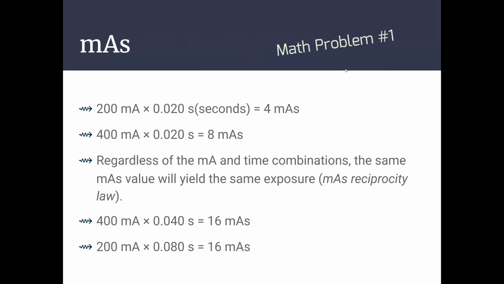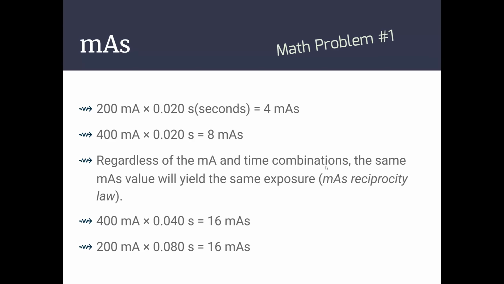Okay, so here's the first math problem, and it's just to calculate mass. Here we have 200 MA, milliamperes, and we want it at 2 hundredths of a second. So we multiply 200 MA by 0.02 seconds, which will give us 4 mass. That's our technique, 4 mass. But if we double the milliamperage to 400, multiplied by 0.02 seconds, it'll give us 8 mass. So that's double the technique, double the exposure.